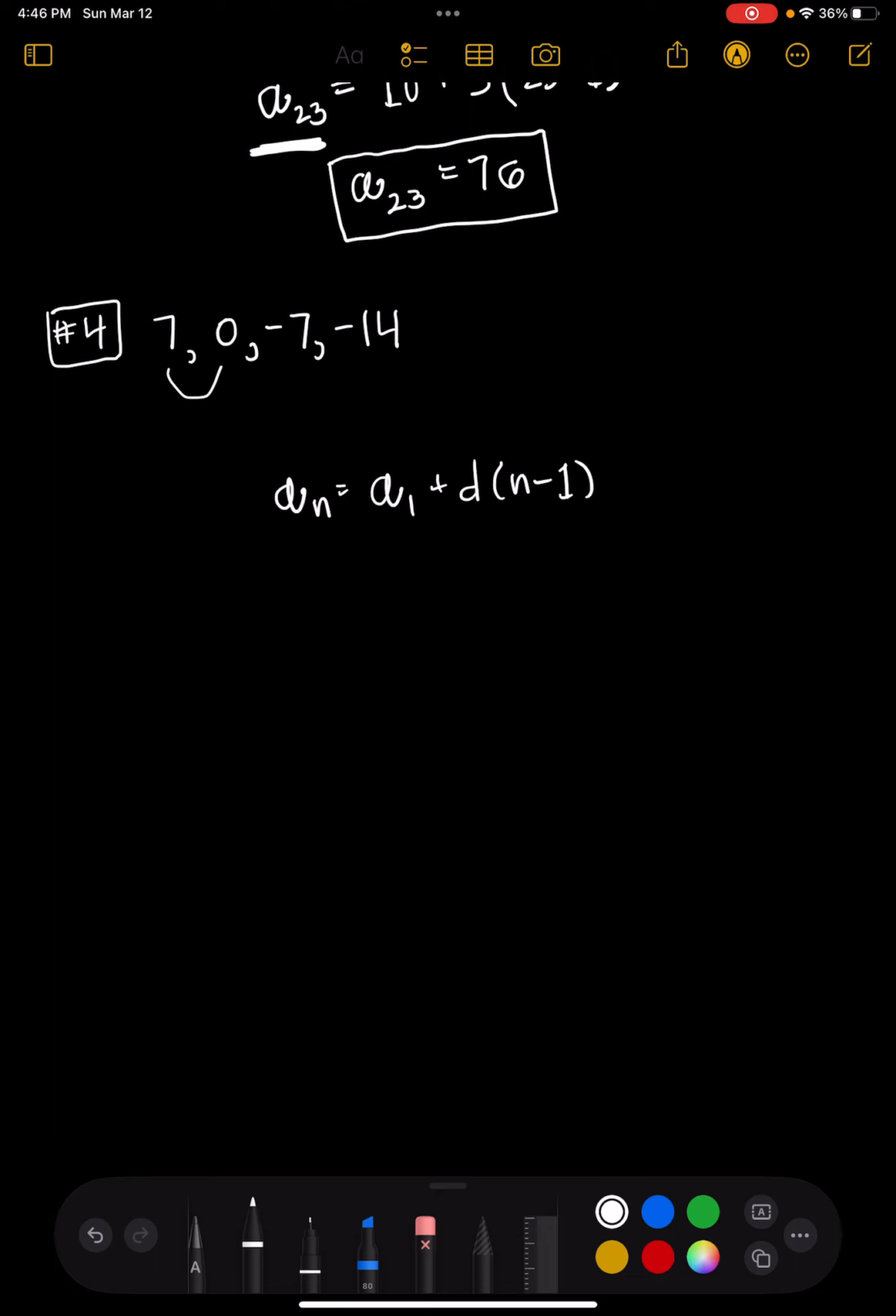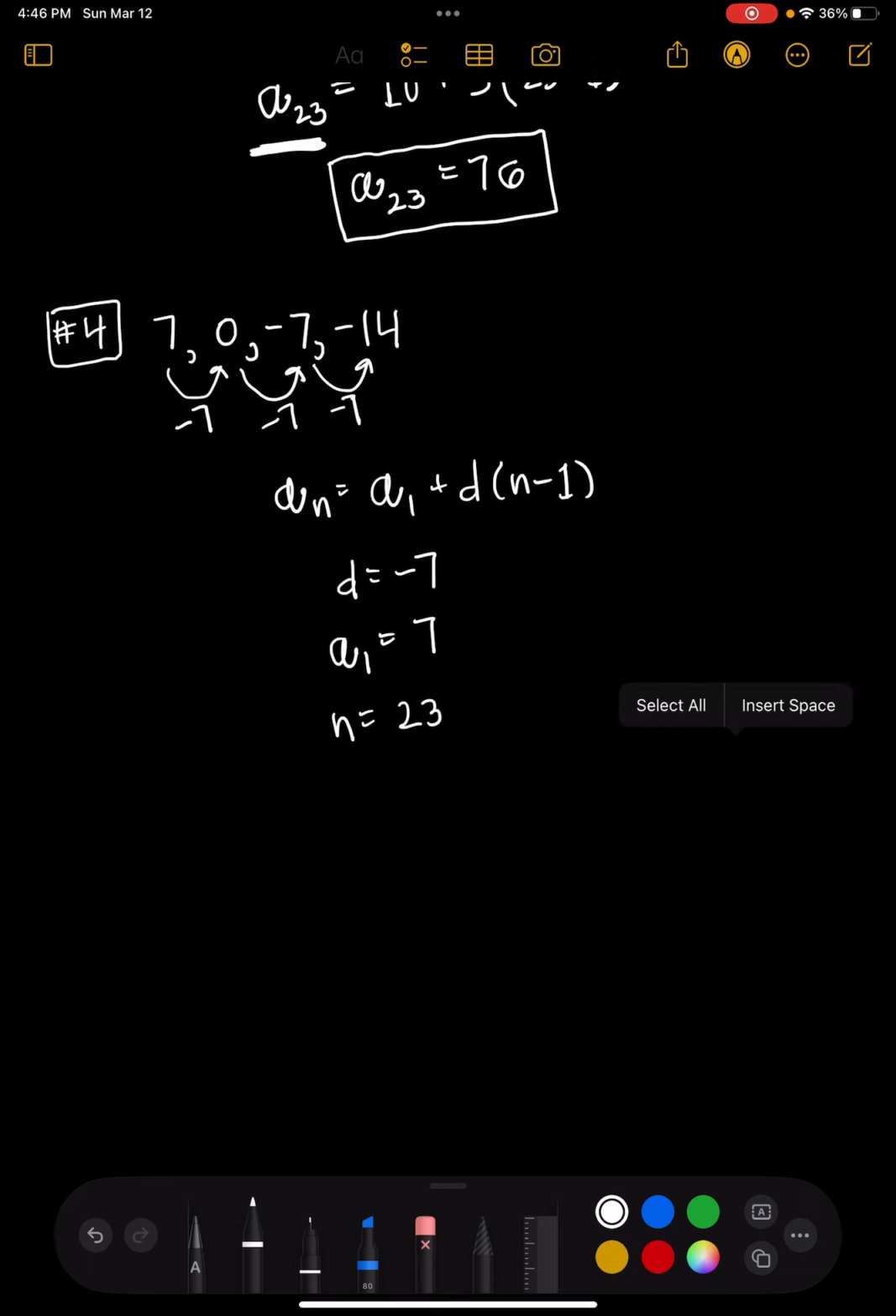So to go from 7 to 0, I had to subtract 7. So I'm going to put a -7 there to represent that I'm subtracting 7. Then from 0 to -7, I'm subtracting 7. From -7 to -14, again, I'm subtracting 7. Because I'm getting more and more negative, I have to subtract rather than add. Which means that d is equal to -7. Now my a sub 1 is my first term, which in this case is 7, and then my n is still 23. I want to find that 23rd term.